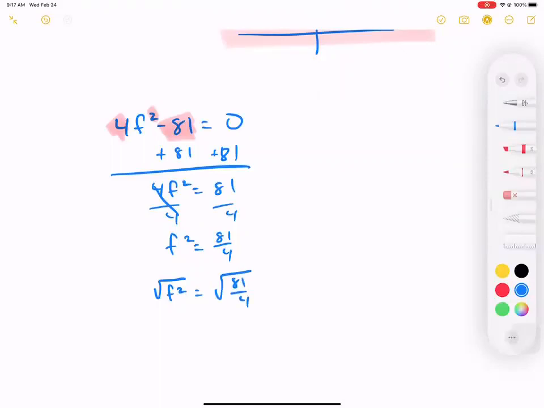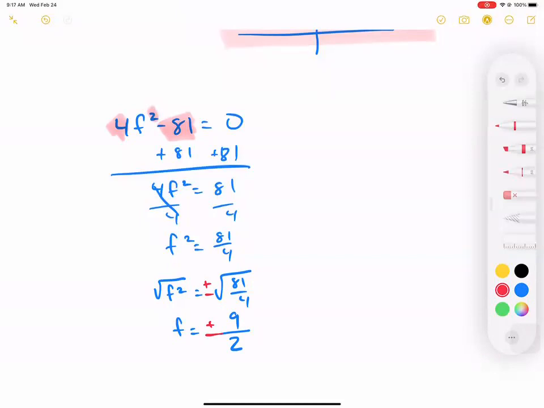And can I take a square root of 81? Yes, that's going to be 9. And take a square root of 4? Yes, that would be 2. Also, here is a thing that kids forget. If you forget to write the plus and minus, we would lose one of our answers there.